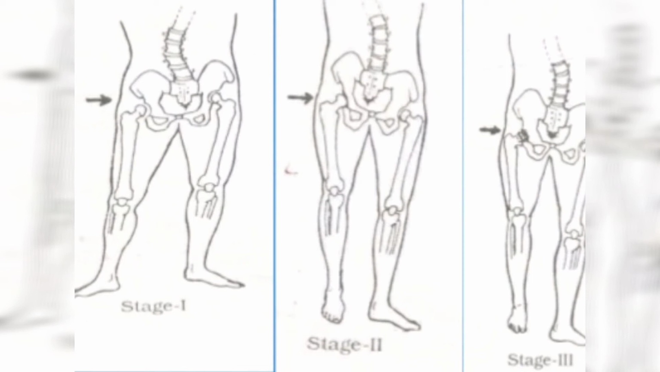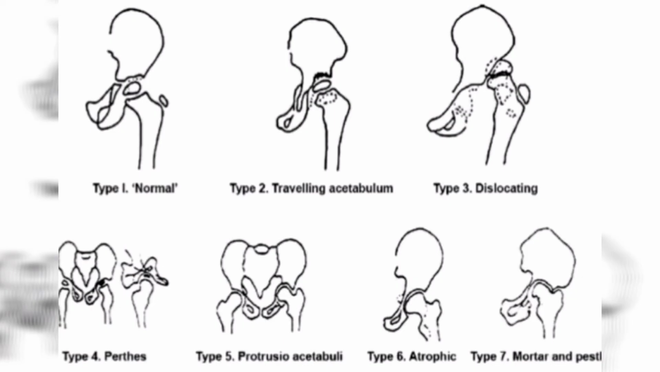There is a very important classification, that is Shanmugasundaram classification, clinico-radiological classification. Here normal hip, travelling acetabulum, dislocating type, Perthes type, mortar and pestle type, atrophic type, protrusio acetabuli seen. See here, type 1 is normal, type 2 is travelling acetabulum, type 3 is dislocating, type 4 is Perthes, type 5 is protrusio acetabuli, type 6 is atrophic, type 7 is mortar and pestle.